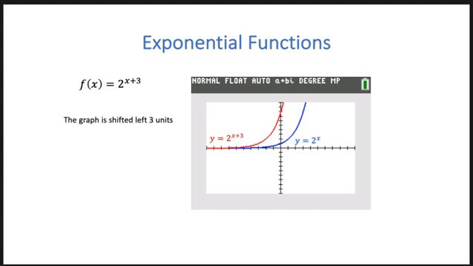And now let's talk about those characteristics. The domain is the same, all reals. The range is the same, 0 to infinity. We have the same issue. 2 to some power is not going to be equal to 0. And the horizontal asymptote is still y equals 0.